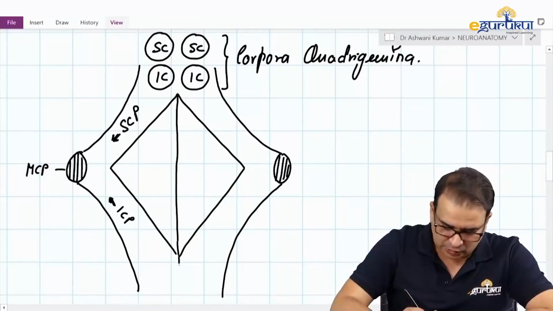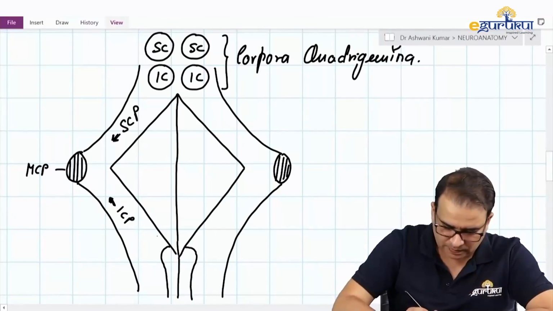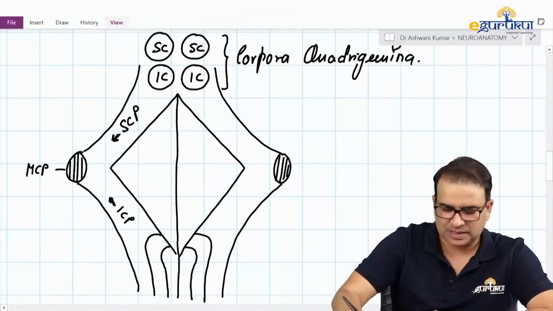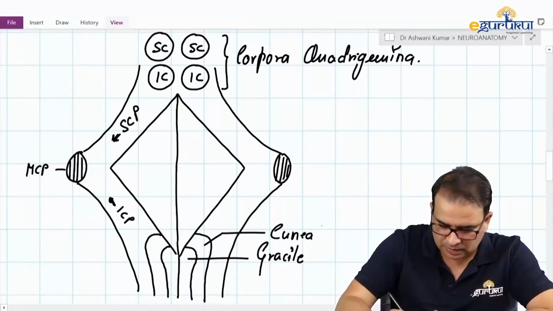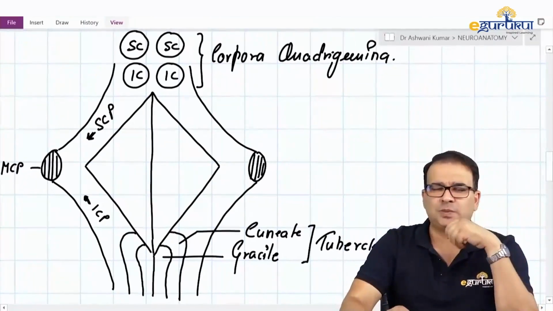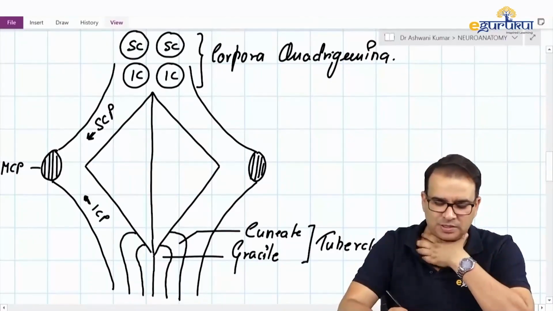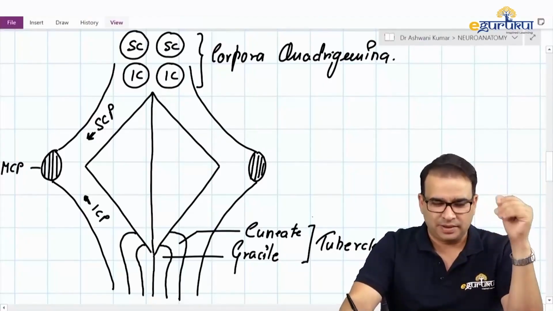And then we also said close to the midline, you will see the gracile tubercle and the cuneate tubercle, which will also be contributing to the boundary. These tubercles are because of the nuclei present deep to them. The nucleus gracilis and nucleus cuneatus are present deep to them. So that's why we call them gracile and cuneate tubercles. So that's the boundary.